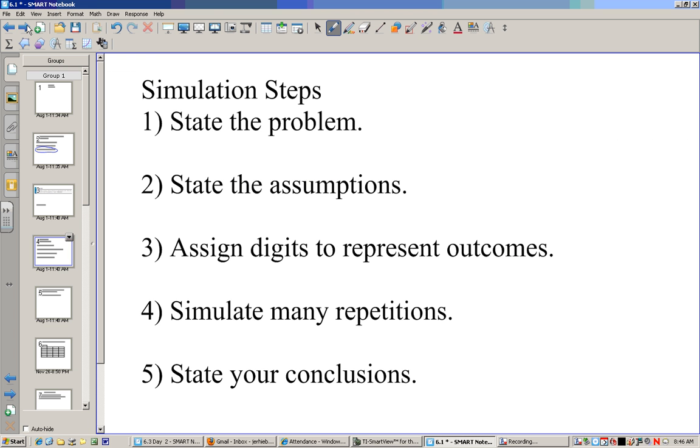Whenever you do a simulation, make sure you understand what the problem is, and then you want to state the assumptions. The assumptions are usually that each act is independent. Then we want to assign digits to represent outcomes. And then after we do that, we simulate many repetitions, and then we state what conclusions we can get from that.